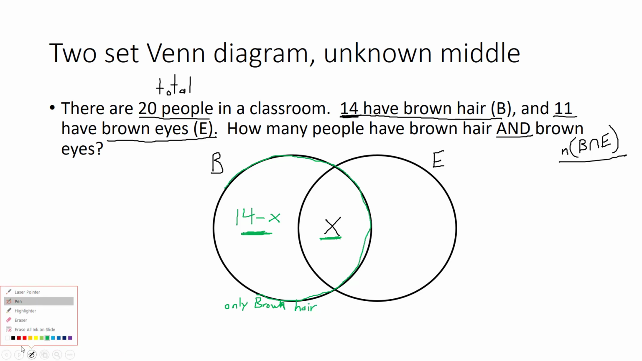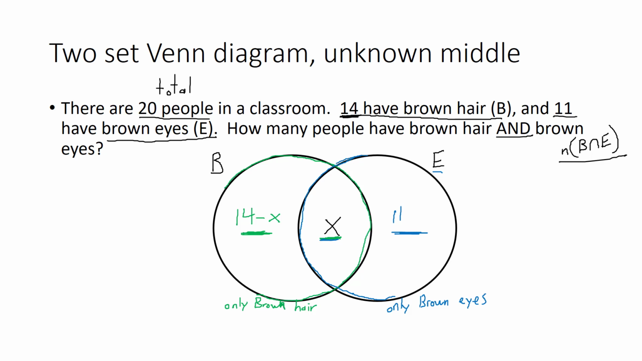And we do much the same thing for E over here. This right here is not 11. This and this adds up to 11, because when we're dealing with brown eyes, we're dealing with this whole circle here. So really this sector is people that have brown eyes but do not have brown hair. They have only brown eyes. That is 11, the total number of people in this whole circle, minus x, the people that have both.